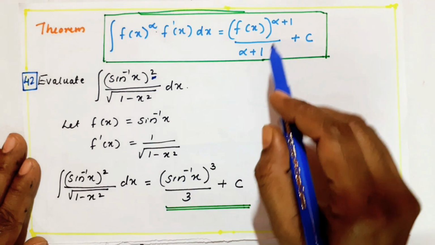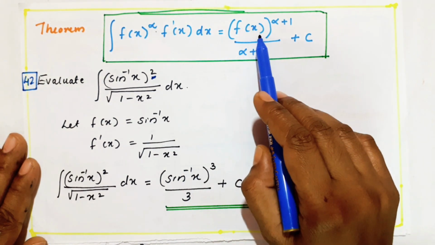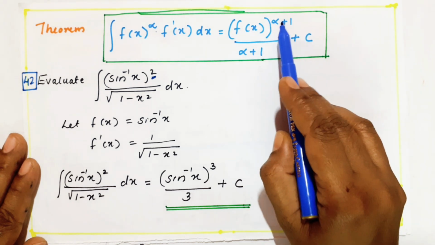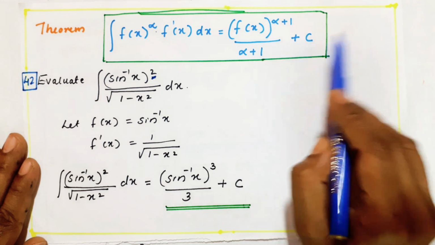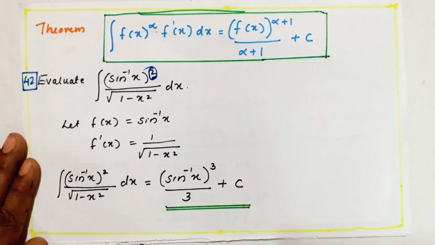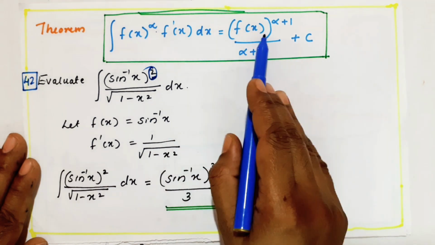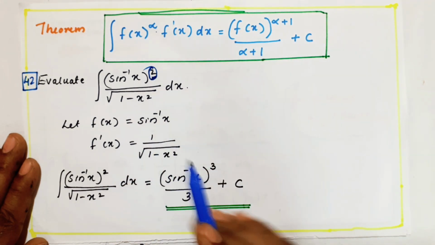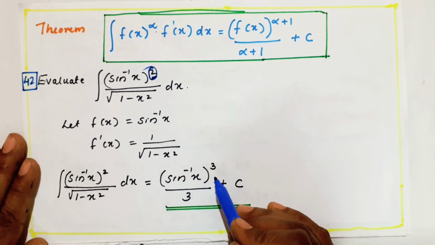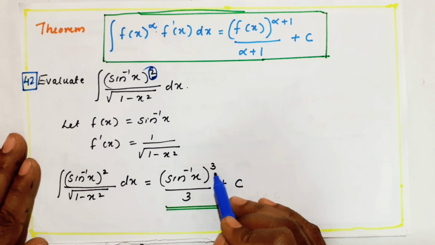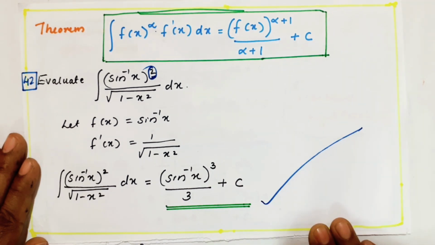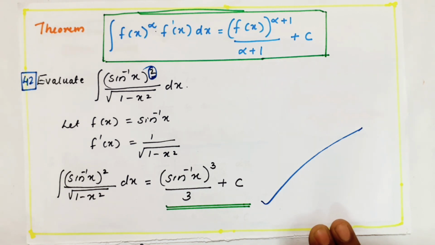In those cases, we have a theorem: integral of f of x whole power alpha into f dash x is f of x whole power alpha plus 1 by alpha plus 1 plus c. So in this case, alpha value is 2, so directly you can write the answer. What is f of x in this case? Sine inverse x. So it is sine inverse x the whole to the power of 2 plus 1, what is 2 plus 1? 3, divided by 2 plus 1, that is 3, plus c. If you know this shortcut formula, no need to think anything. Directly you can write it.